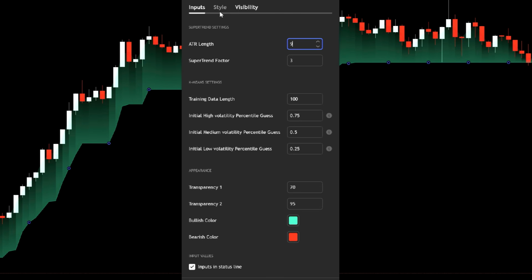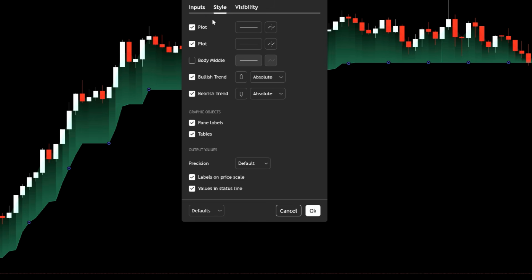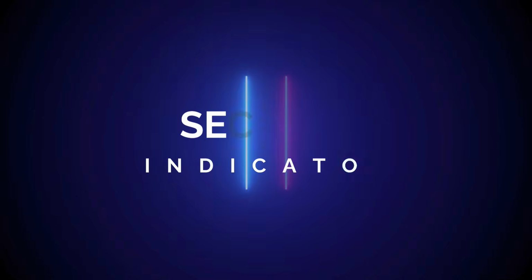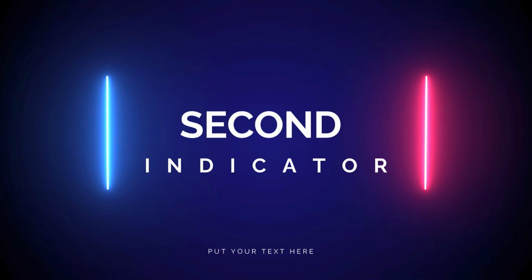Now, click over to the Style tab, scroll down and find the option for Table. Uncheck or disable the Table option. We don't need it cluttering our chart. Click OK to save the changes. Alright, time to add the second indicator that gives us a bigger picture trend.